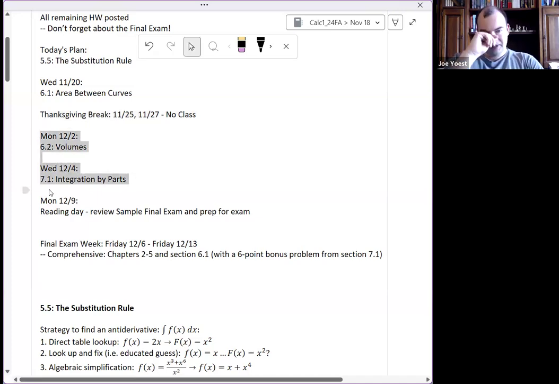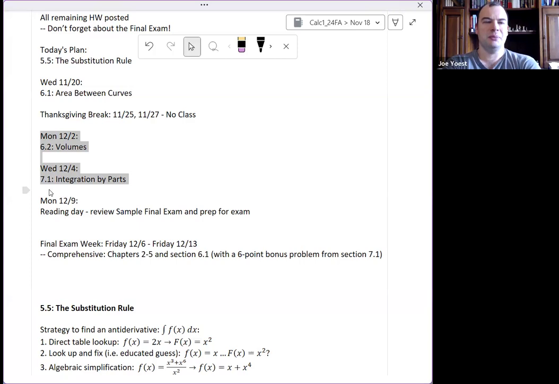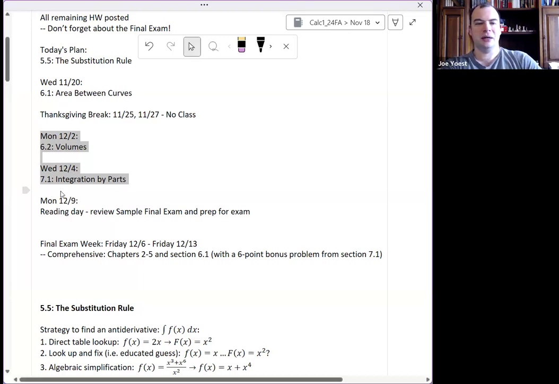Coming back, we have volumes on Monday and then integration by parts, chapter 7, on Wednesday. So we're hitting a couple of topics in chapter 6 and one topic in chapter 7. A couple of assorted topics. We're certainly not covering all of chapter 6 and 7.